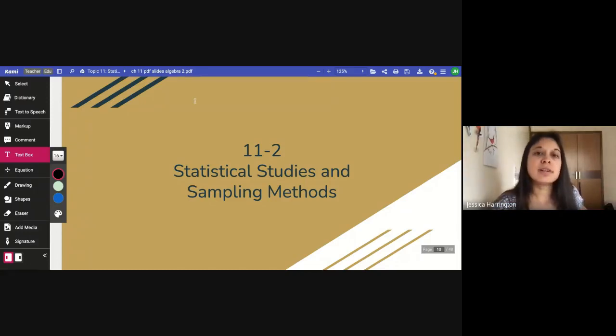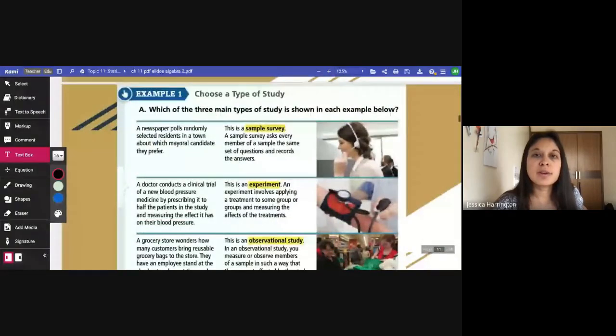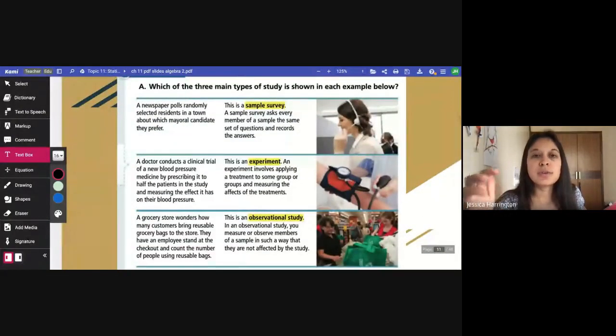So we're going to start with talking about different types of studies, right? Once you have your statistical question, you have to figure out which type of study you are going to conduct. There's three types that we're going to talk about: a sample survey, an experiment, and an observational study.